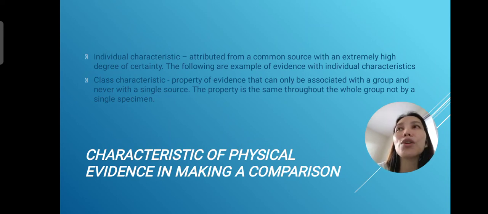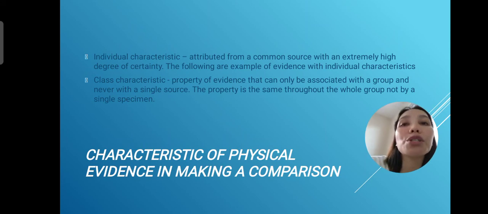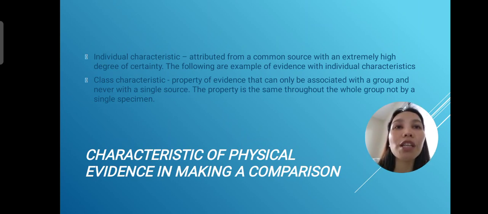So, for example sa footprints or shoe print, yung shoe print na nakita mo is a characteristic of a class, merong tatak na Nike. So, that is a class characteristic, lalo na yung mga pattern dun sa shoe print, makikita mo na characteristic ng isang Nike model na rubber shoes, for example. So, that is called a class characteristic. So, it belongs to a group or property that is associated with a group but not a single source.